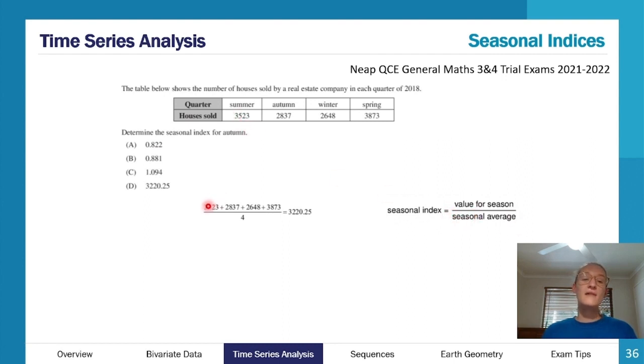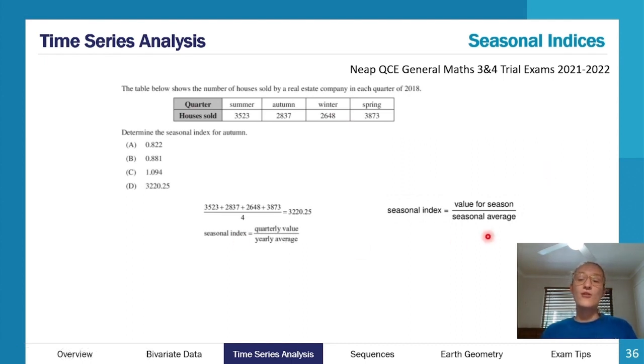So we're adding up the value for summer, the value for autumn, winter, and spring, dividing it by 4, and we've got 3,220.25. So that's our seasonal average, the average of all of our seasons, which ironically, they've tried to trick you there with D. That was what I was suspicious they were doing.